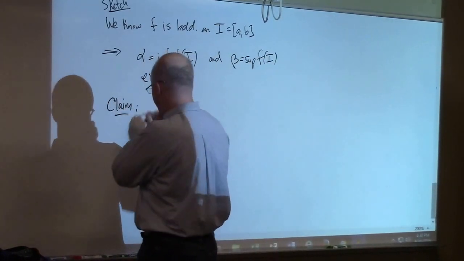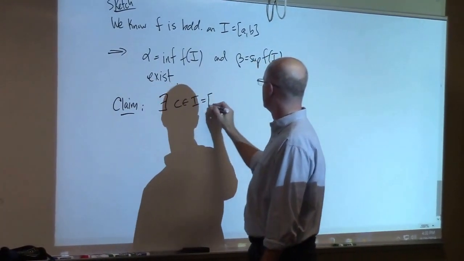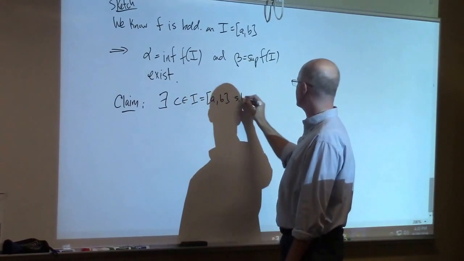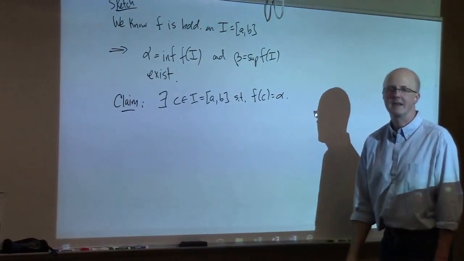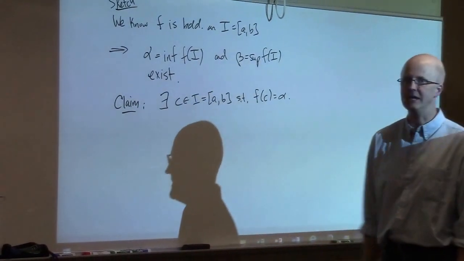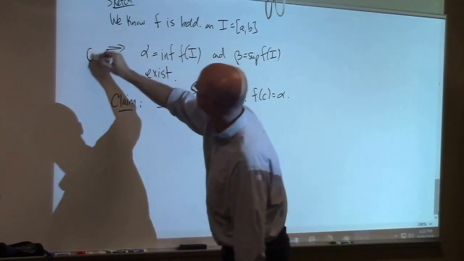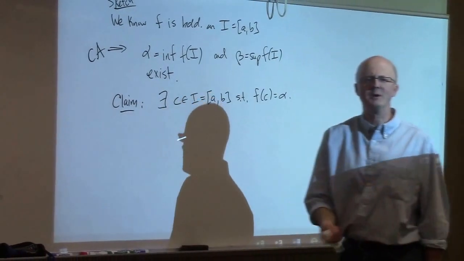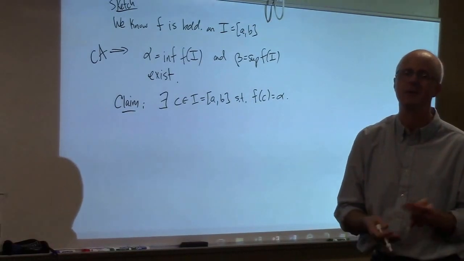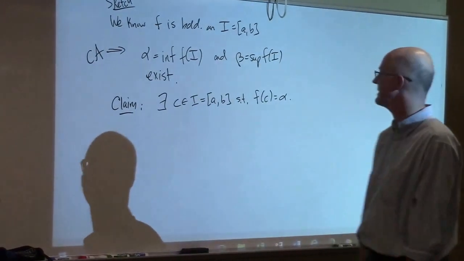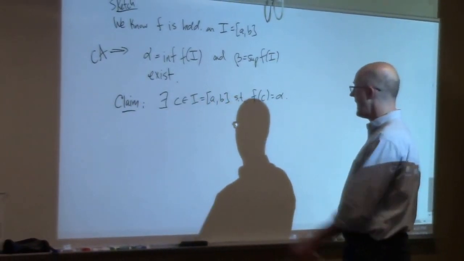Claim that there exists a c in the interval from a to b such that f of c equals alpha. And again, the book proves there's a d such that f of d equals beta. This is the completeness axiom that we're using. We're also using the completeness axiom both in the first paragraph and the second paragraph. We're going to use the Bolzano-Weierstrass theorem. The Bolzano-Weierstrass theorem was dependent on the completeness axiom. All right. So how do you go about doing this claim?